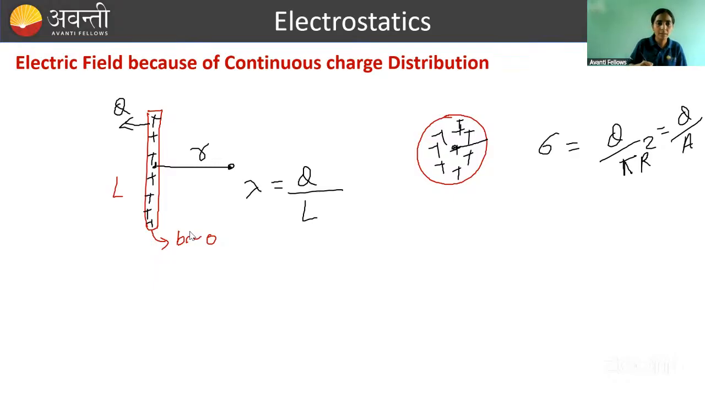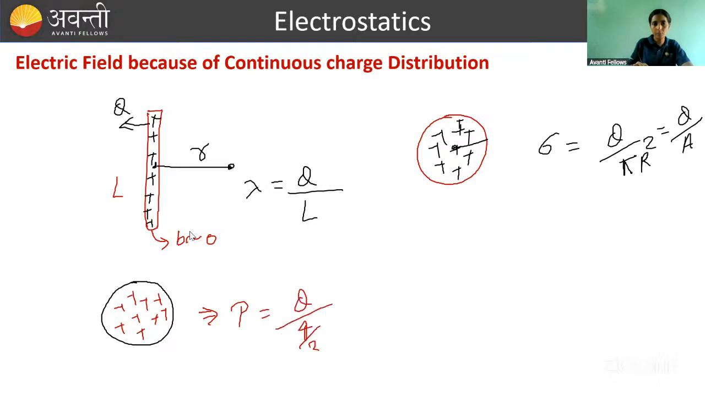Similarly, if we have a solid sphere, and inside that solid sphere there is charge distributed like this, so here charge density is written as rho, and this we define as q by 4 by 3 pi r cube. So these are going to be the things.